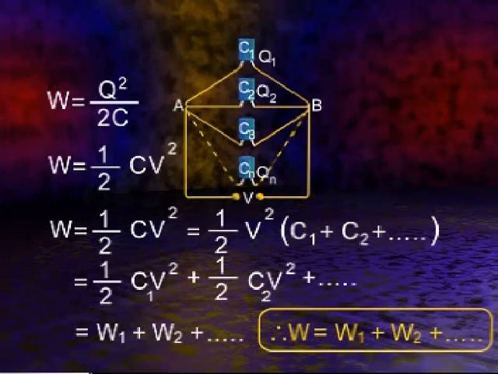Thus, the total energy stored in both the types of combination is the summation of energies stored in each capacitor.